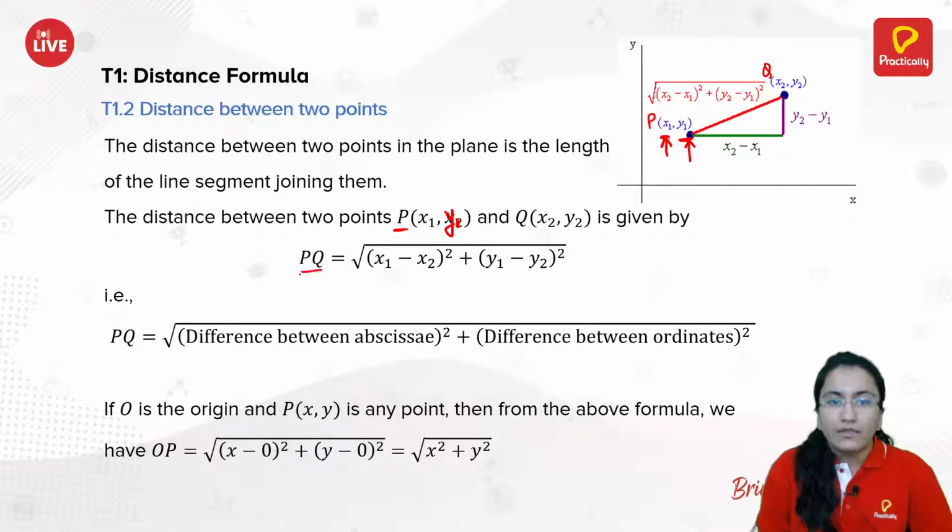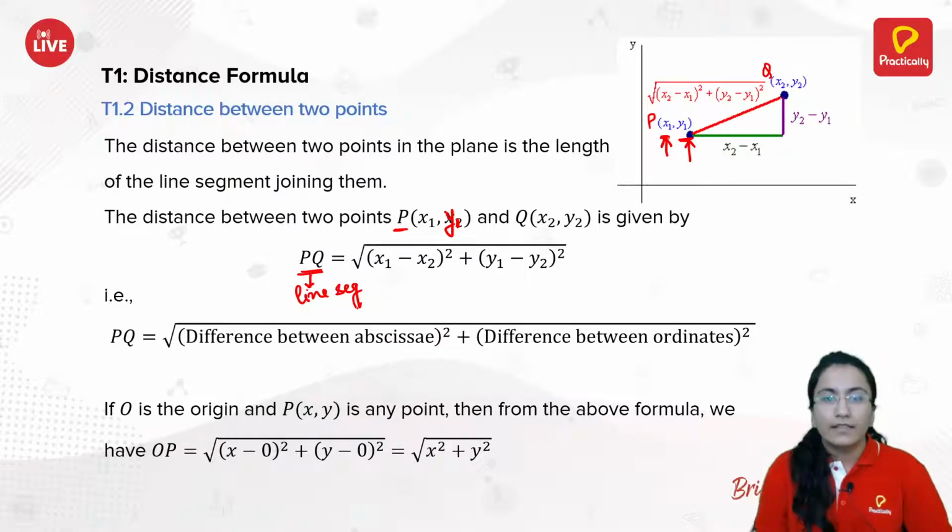This PQ is the measurement, basically the line segment. How do we calculate the distance between two points, the line segment formed by P and Q? To calculate the distance, you need to calculate the difference between the x coordinates of both the points. The difference between the x coordinates will be x1 minus x2 or x2 minus x1. We basically need the difference, so you can do it either way.